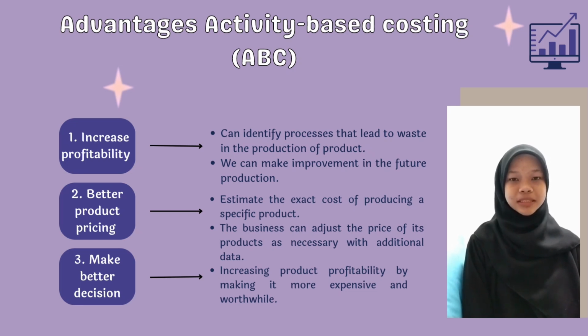I will explain 3 advantages of activity-based costing or ABC. Number 1 is activity profitability, which can identify processes that lead to waste in the production of the product so that we can make improvements in future production. Number 2 is better product pricing. The company can work to enhance product pricing with insight into manufacturing overhead. Furthermore, the business can adjust the price of its product as necessary with additional data. Number 3 is make better decisions, which is about increasing product profitability by making it more expensive and worthwhile.